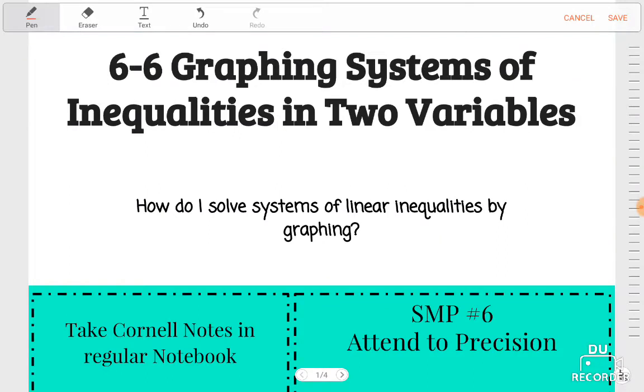Okay, for tonight's notes, this is going to actually be the last section before your test next Friday. This is Chapter 6, Section 6. We're talking about graphing systems of inequalities.